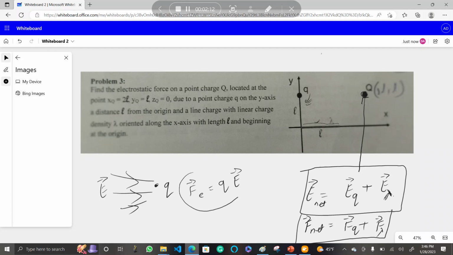So what we do here is first we calculate the electric field because of this line charge distribution at this point. Then we calculate the force when the q charge is placed in the field created by this line. This is the simple procedure we have to follow, right? So let's begin with the problem.